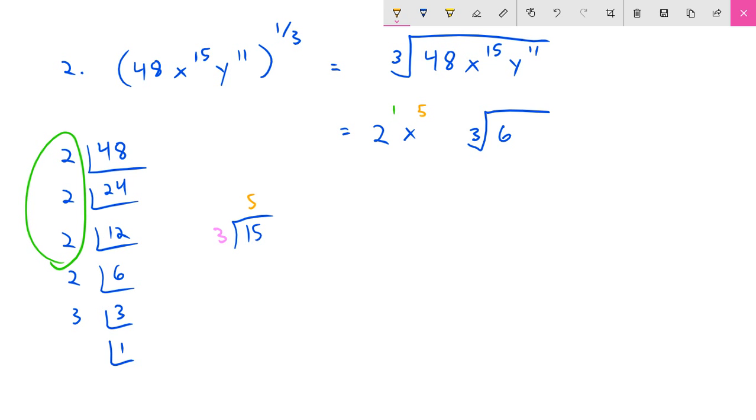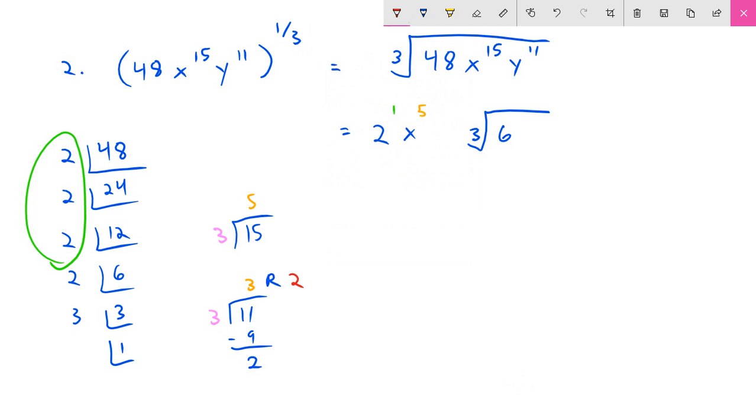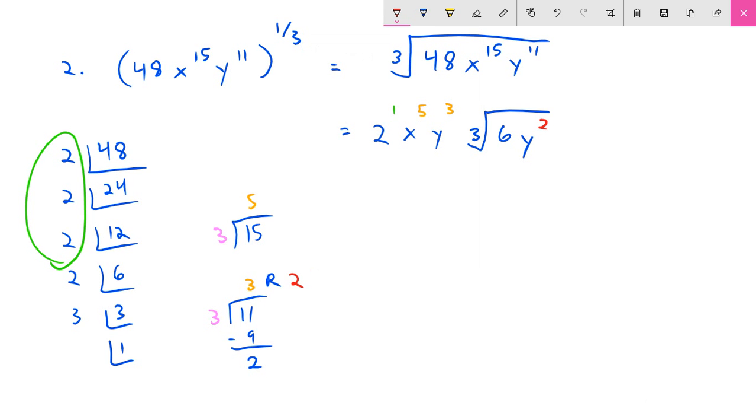So then lastly, we got to do the y term. Y to the 11th. So what do we do with the 11? Divide by 3. And how many times does 3 go into 11? 3 times. And that would leave a remainder of what? 2. So what does this 3 tell us? Y to the power of 3 on the outside. And inside, y to the power of 2. That's right. The remainder is the power on the inside. That's remaining on the inside. And that's your answer.